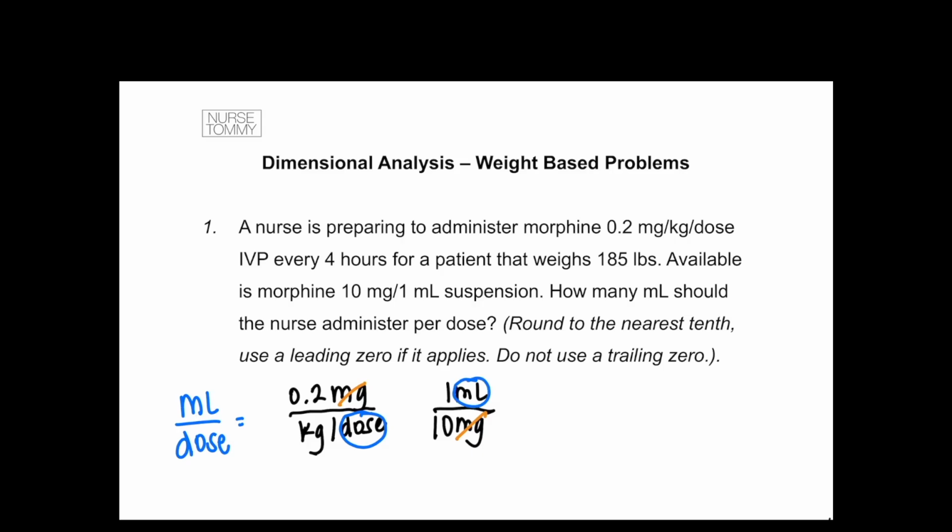But I'm also left with kilograms. So I need to figure out what information I have available to me. I know that my patient weighs 185 pounds. I know that for every 1 kilogram, it is 2.2 pounds. And my patient weighs 185 pounds. So crossing out kilograms and crossing out pounds, I'm left with only mLs per dose.